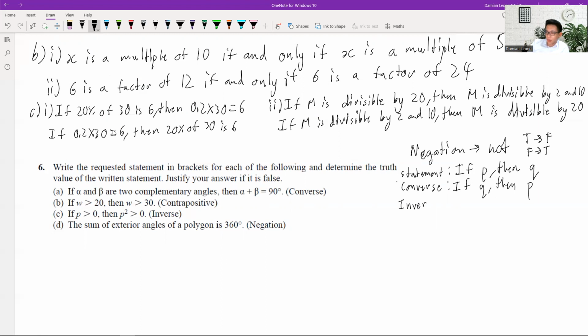Inverse, if we refer back to the statement, if P then Q, what happens? It will negate the antecedent and the consequent. Means if not P, then not Q. And contrapositive.